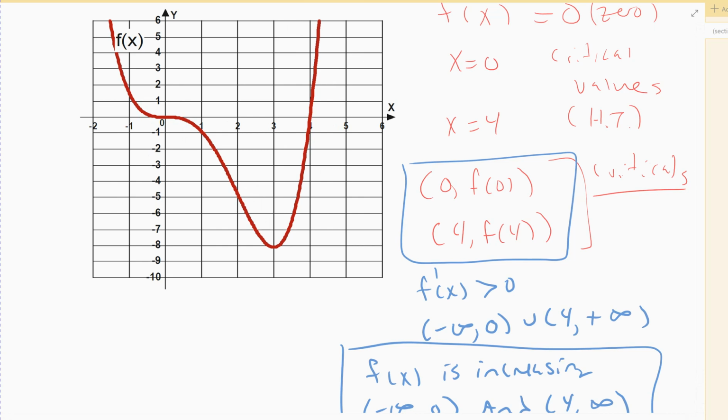Alright, I'm going to draw it in blue, since the graph here is drawn in red. So first of all, mark off your critical points. Now this one I want to be a little more careful with my critical points because of the behavior of it.